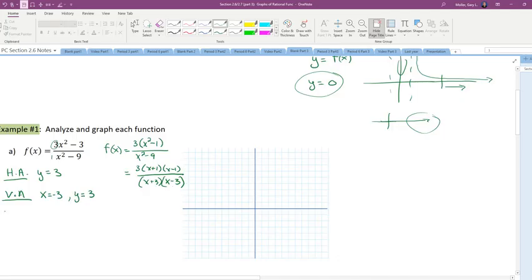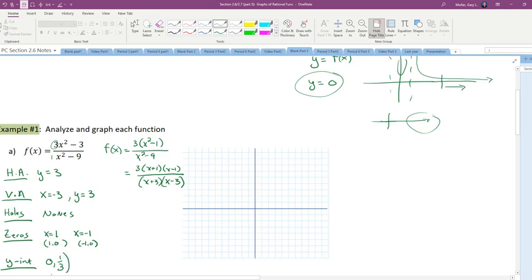All right, therefore we have no holes. And zeros and intercepts, what we have left. We know that we have a 0 at x equals 1 and x equals -1, which of course refers to the x-intercepts of (1, 0) and (-1, 0). And a y-intercept: plug in 0, and I would do that all the way back at the original function, not at the factored. And I get -3 over -9, which would be 1/3.